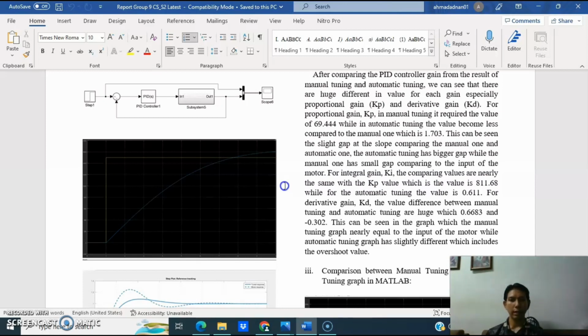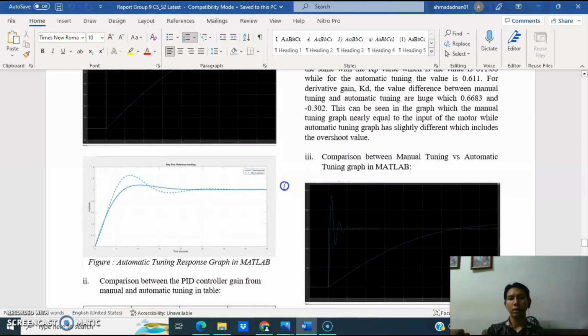For integral gain KI, the compared values are nearly the same as the KP case, which is 811.68 for manual, while for automatic tuning, the value is 0.611. For derivative gain KD, the value difference between manual tuning and automated tuning is huge, which is 0.6683 and negative 0.302. This can be seen in the graph, where the manual tuning graph is nearly equal to the input of the motor, while the automatic tuning graph is slightly different, which includes the overshoot value.